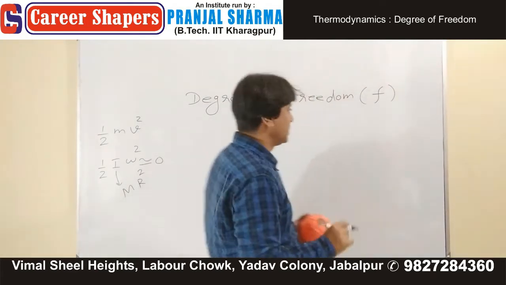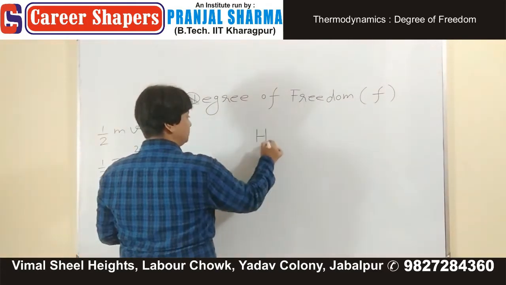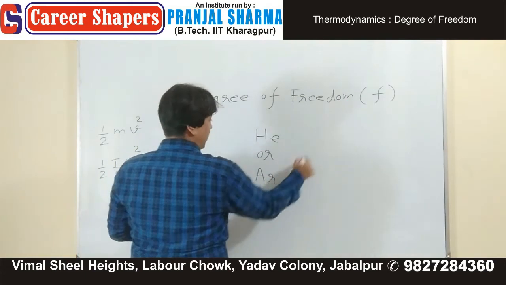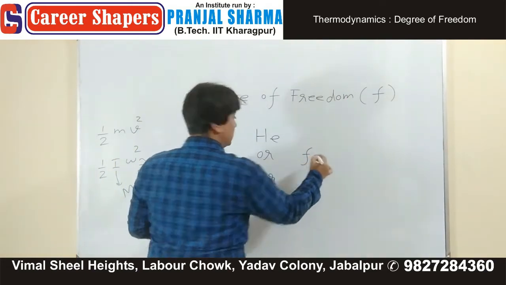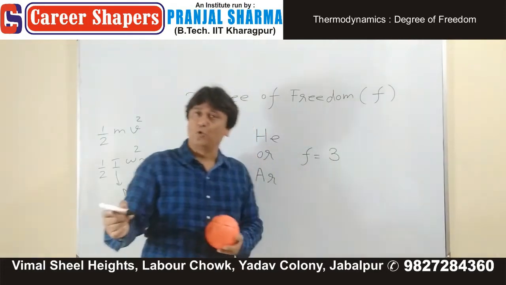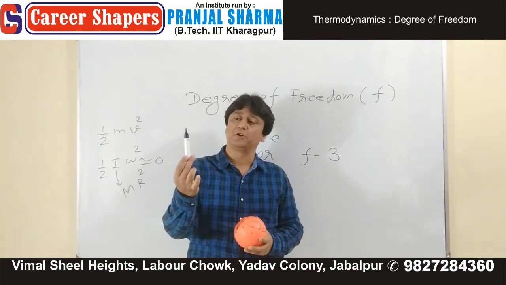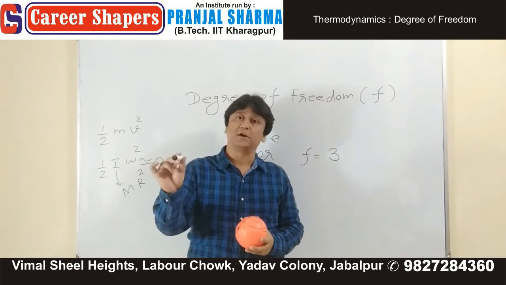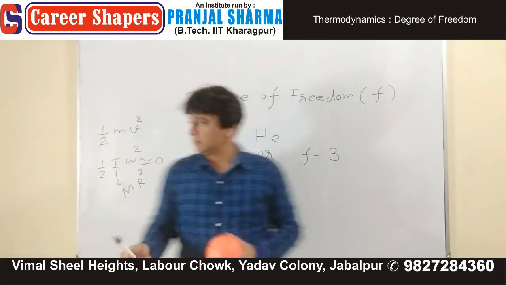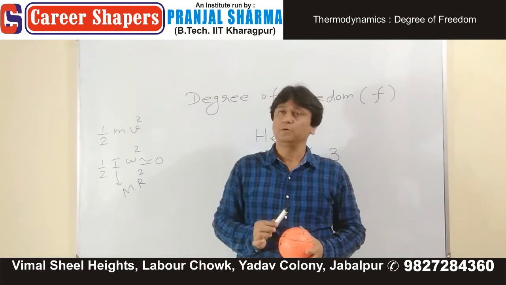Which means if you have a monatomic molecule, for example helium or argon, then degree of freedom is 3, corresponding to kinetic energy along the x-axis, kinetic energy along the y-axis, and kinetic energy along the z-axis. Note down this data, also this information, and then we'll write a few statements.